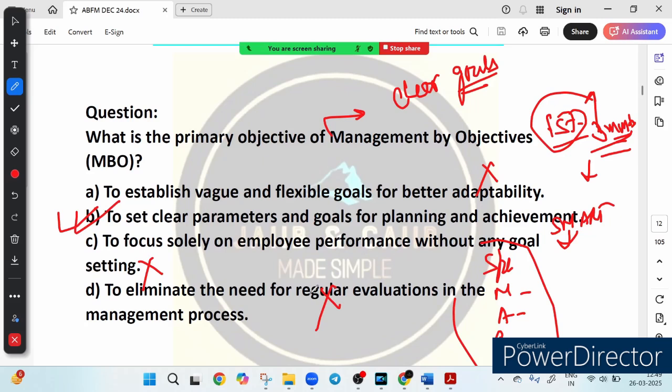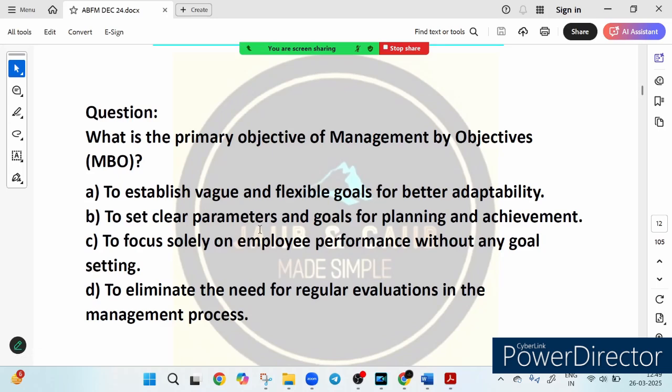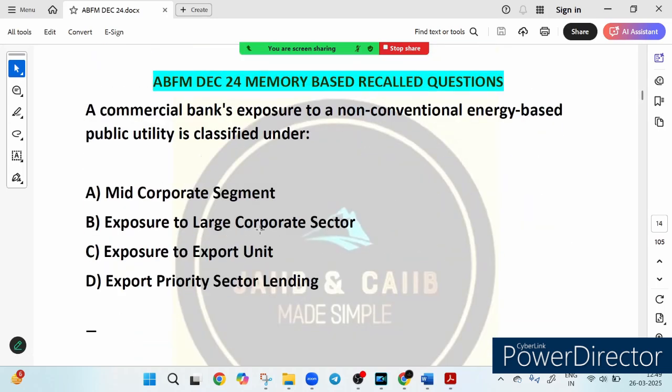So what we learned from this discussion is that MBO focuses on setting clear and measurable goals. That is the point. And you must remember the full form of SMART. Right, very, very important. The goal should be SMART. I think the full form is clear to you now. Now let's look at the next question.